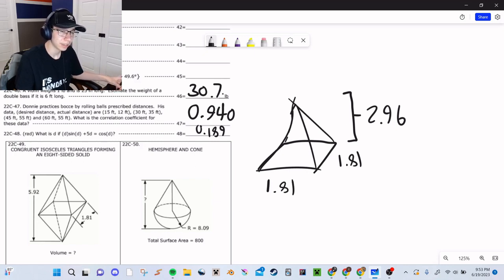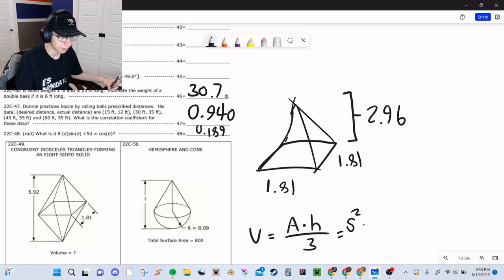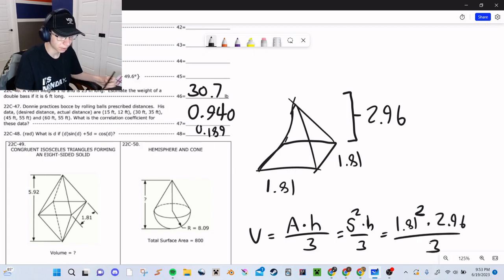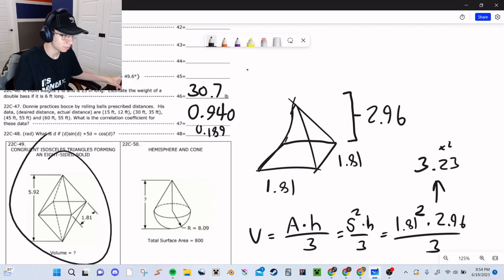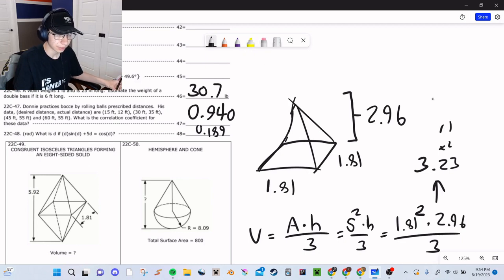Okay, so to get the volume of a pyramid, it's going to be area of the base times height divided by 3. So that's just side squared times height over 3. So 1.81 squared times 2.96 over 3. So the volume of one of the pyramids is 3.23. We gotta double it because there's 2 of them in this problem. So our answer is going to be 6.46.